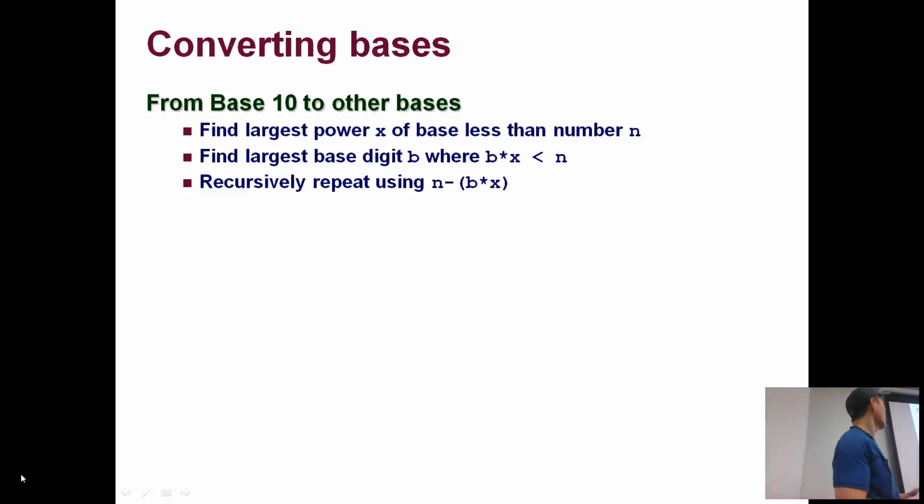It's 3 steps. You find the largest power x of that base. So you're going to convert base 10 to some other base, and you have to find the largest power that is less than your number, because if it's bigger than your number, that digit has to be 0. Then you find the largest digit b where b times x is still less than your number, so you can get as much as possible out of that number. Then you subtract b times x from your number, and you repeat over and over again until you get to the very end.